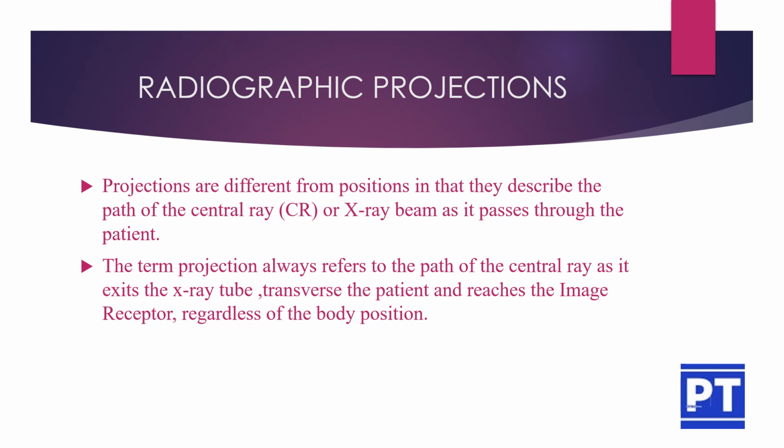Radiographic projections. Projections are different from position in that they describe the path of the central beam, CR or X-ray beam, as it passes through the patient. The term projection always refers to the path of the central ray as it exits the X-ray tube, traverses the patient and reaches the image receptor, regardless of the body position.